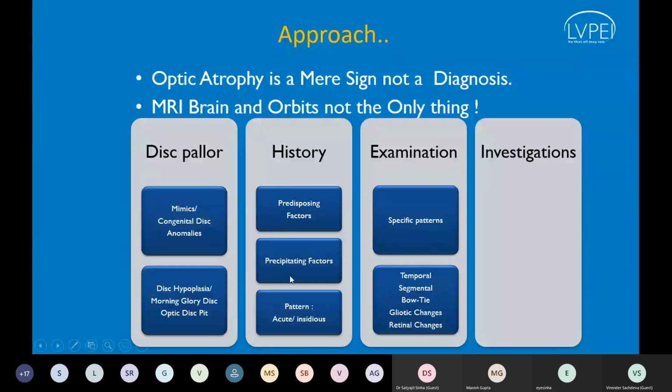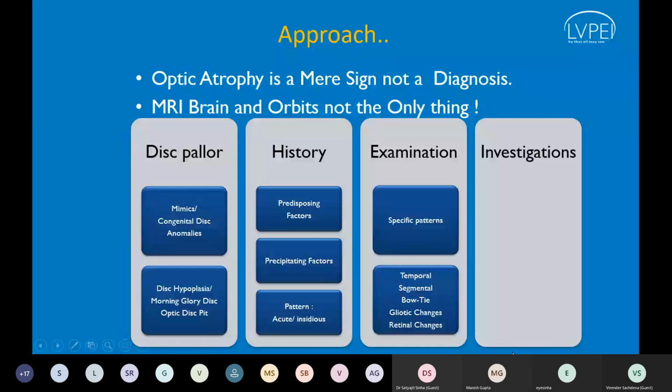We should keep in mind 3 P's. Look at the predisposing factors, how the situation started. Like in the first example, there was a history of taking ethambutol. Are there any precipitating factors? For example, the patient is a diabetic and hypertensive, and had an acute loss of vision. And at that time, there was a history of acute fluctuation of blood pressure. It could be a post vascular occlusion kind of optic atrophy. We should look for acute or insidious vision loss.